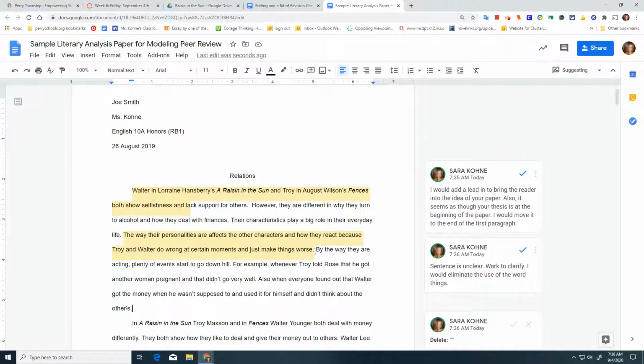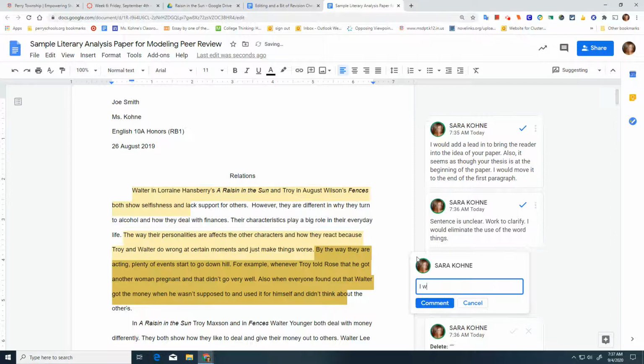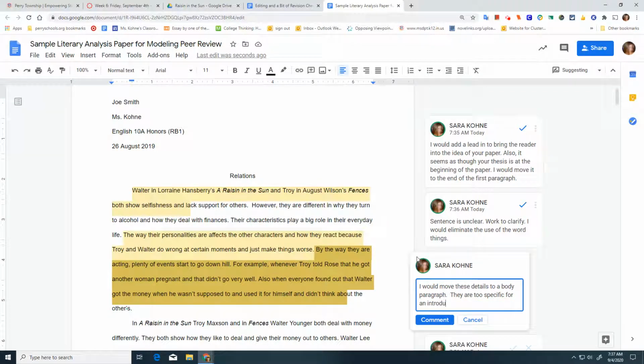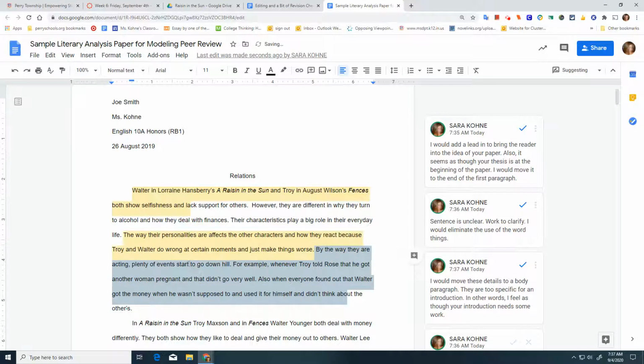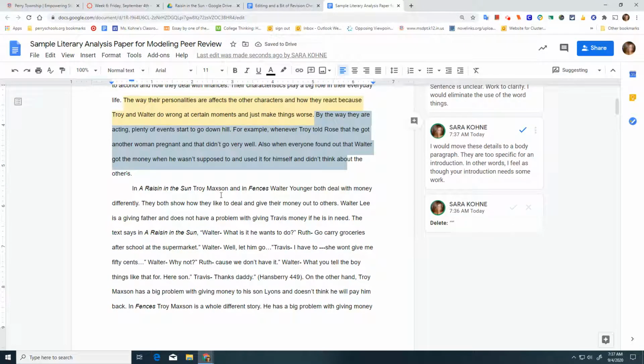Also, I feel like this is more body paragraph material. Those are specific examples. Okay, so I would move these details to a body paragraph. They are too specific for an introduction. In other words, I feel as though your introduction needs some work. Okay, I think that those would be some nice comments to make on this person's first paragraph.